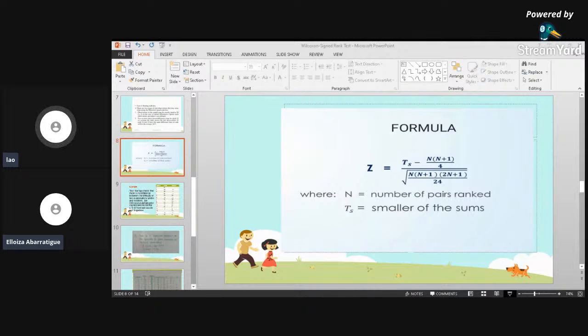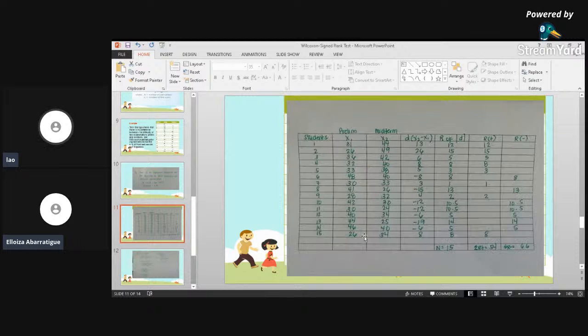Bakit sinabi natin na smaller of the sum siya? Halimbawa, for instance, dito sa table na to. So, makikita mo sa table, ang total ng R positive is 54. Ang total ng R negative is 66. So, yung sinasabi na TS, kukunin mo sa kanilang dalawa kung sino ang may pinakamababang total, pinag-add mo or pinagsama-sama, in-add mo silang lahat. So, kung sino yung pinakamababa, siya yung gagawin mong TS. So, later on, we'll be able to identify and analyze kung anong gagawin nating TS.